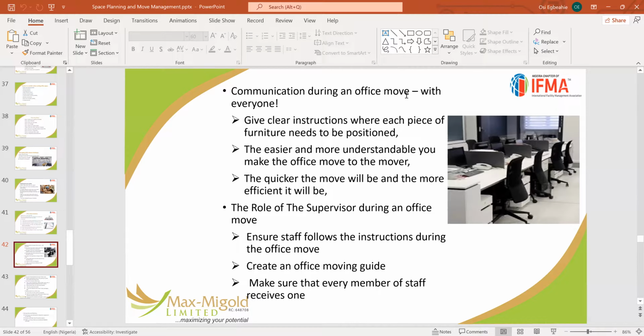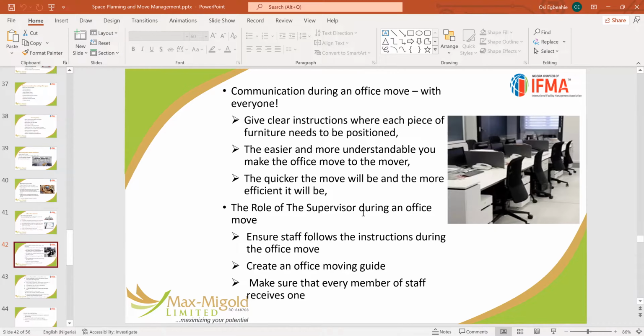Communication during an office move, communication with everyone. Give clear instructions on where each piece of furniture needs to be positioned. The easier and the more understandable you make the office move to the mover, the quicker the move will be and the more efficient it will be.